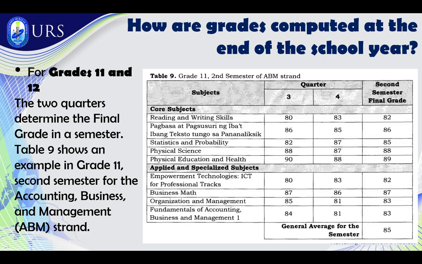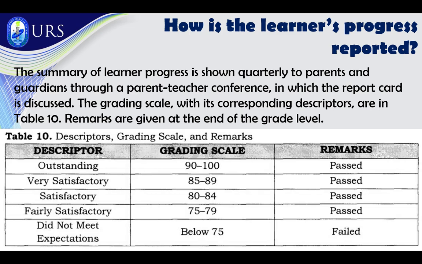So, yung table po na to is pinapakita po dito ang grade ng isang APM strand. So, how is the learners' progress reported? The summary of learner progress is shown quarterly to parents and guardians through a parent-teacher conference, in which the report card is discussed. The grading scale with its corresponding descriptors are in table 10. Remarks are given at the end of the grade level.